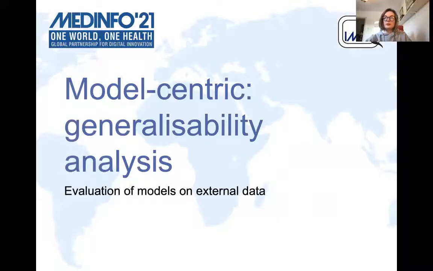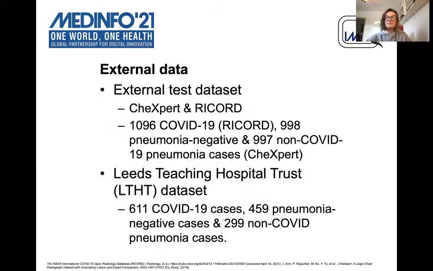So in our model-centric approach of investigation, we evaluate the performance of COVID-X trained models on external data sets with a view of identifying and quantifying data bias. So for this, we required external data, and we created an external test data set made from publicly available data sources. We collected COVID-19 cases from Record and non-COVID cases from Chexpert. We also gained access to hospital data from Leeds Teaching Hospital Trust, or LTHT, to allow us to evaluate on a truly clinically realistic data set from only a single source.